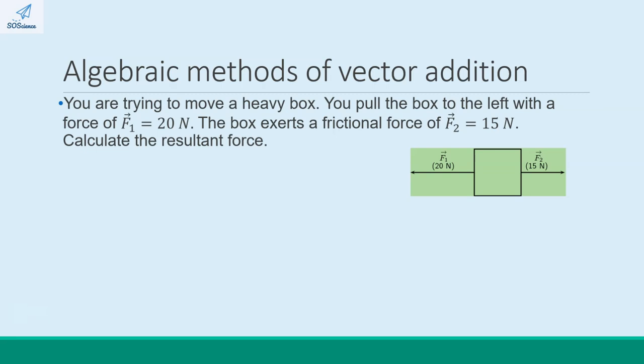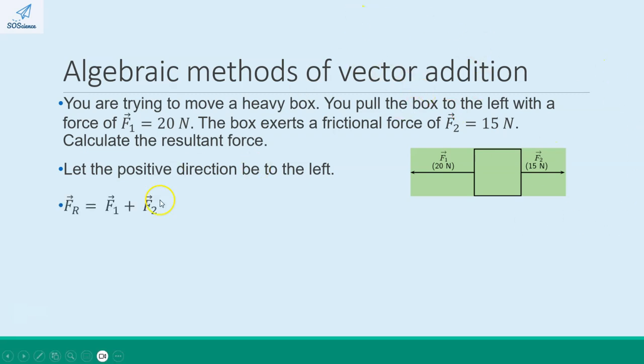Let's look at another example. And in this case, the two forces are acting in opposite directions. You're trying to move a heavy box. You pull the box to the left with a force of 20 newtons. The box exerts a frictional force in the opposite direction of 15 newtons. Calculate the resultant force. Let's start off by choosing left as the positive direction.